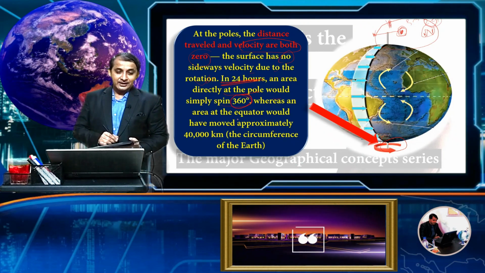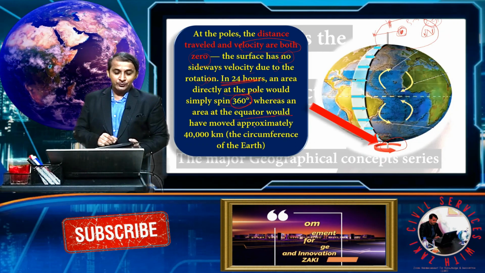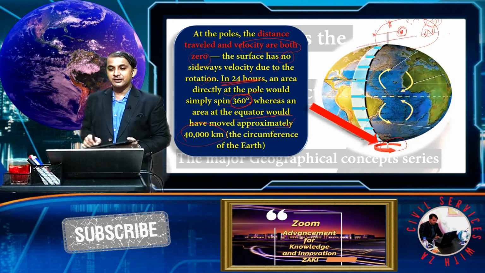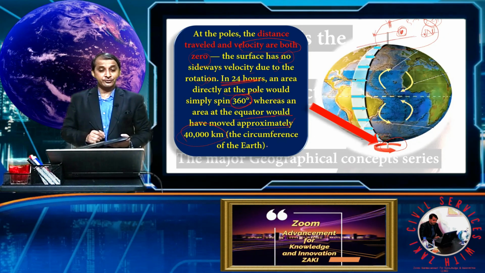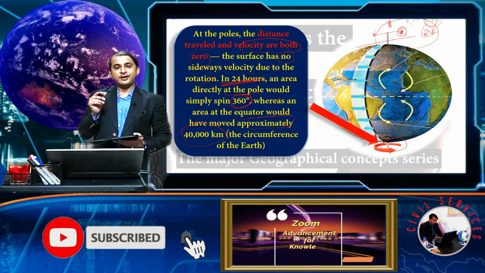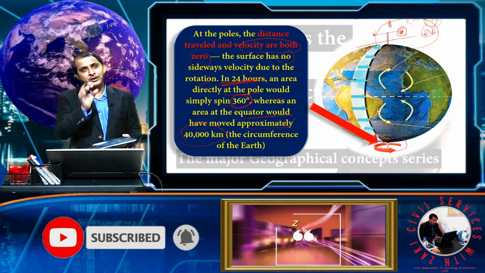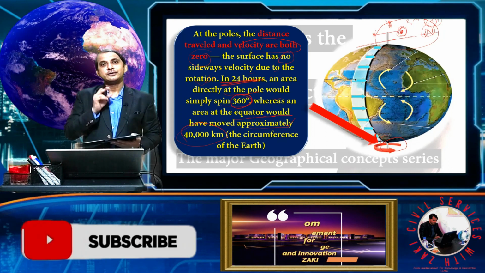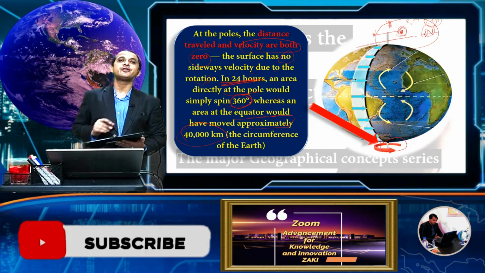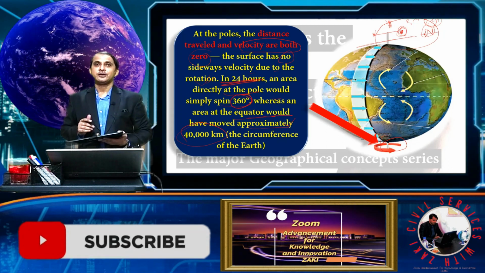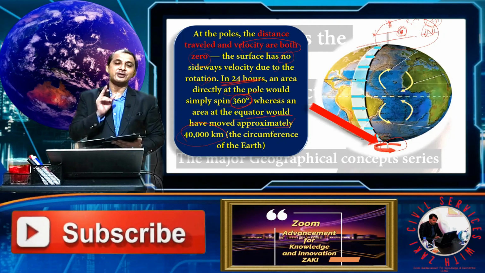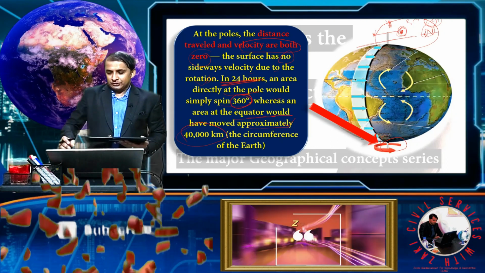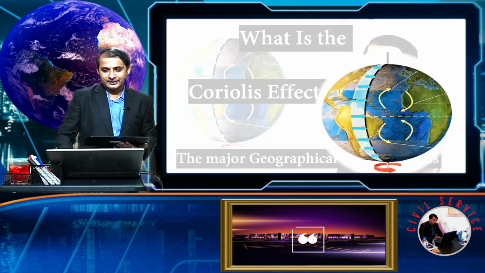Whereas an area at the equator would move approximately 40,000 kilometers, as the circumference of the earth is about 40,000 kilometers. At the pole they cover only a few kilometers, and at the equator they cover 40,000 kilometers. The time is the same, 24 hours, so speed increases near the equator. Let's move forward and see here.